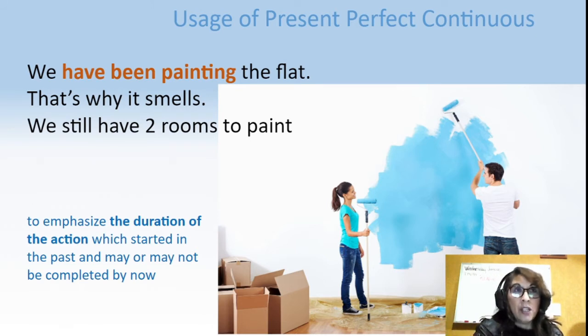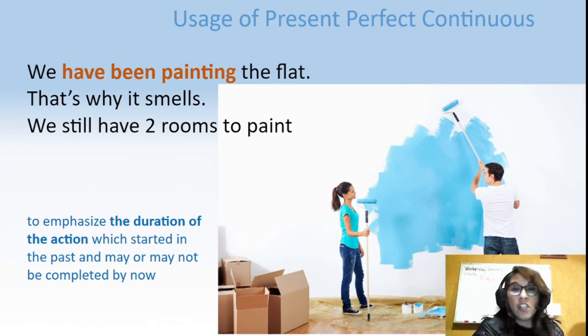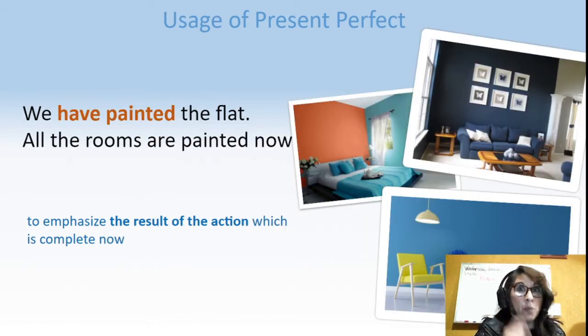Check the picture. Continue painting. Check the other example. It's in present perfect. We have painted the flat. All the rooms are painted now. What happened here? We emphasize the result of the action, which is complete now. If you check all the flat, it's completed now. All the rooms are painted. Nosotros hemos pintado el departamento. We've already finished.